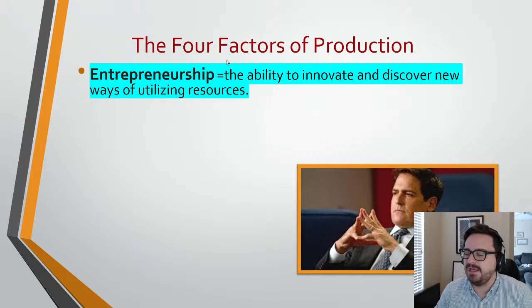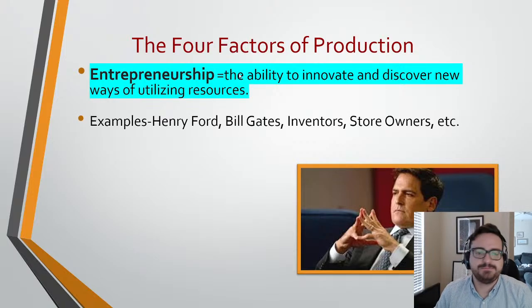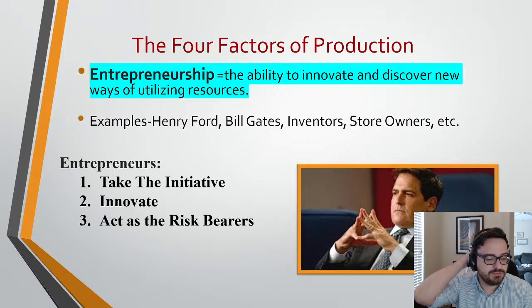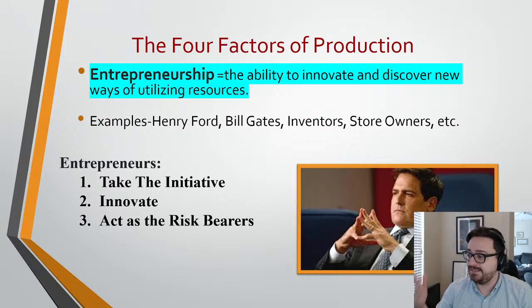This is meant to be like an "I don't think this fits anywhere else" category, so they made up this category. Examples of this were Henry Ford and creating the mass production engine, Bill Gates with most software technology. Generally, inventors and store owners almost always display some level of entrepreneurship. Shark Tank usually showcases a lot of entrepreneurship. Their big goal is that they're the ones who start off with the idea, innovate and change how things are being done, and then if things go wrong, they get the blame. If things go great, they get all the glory.